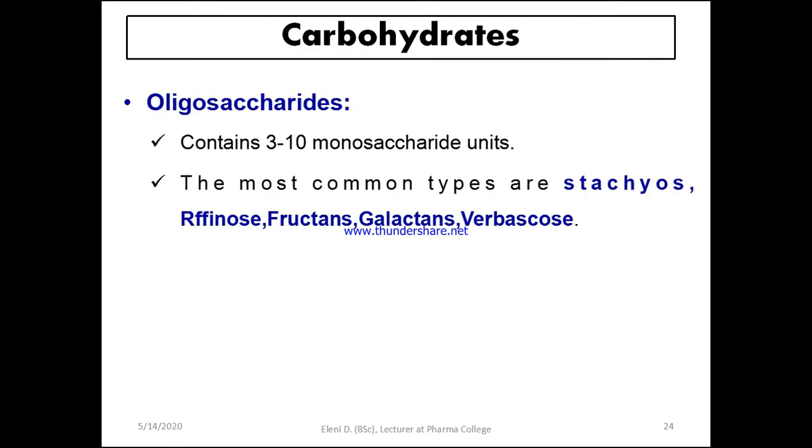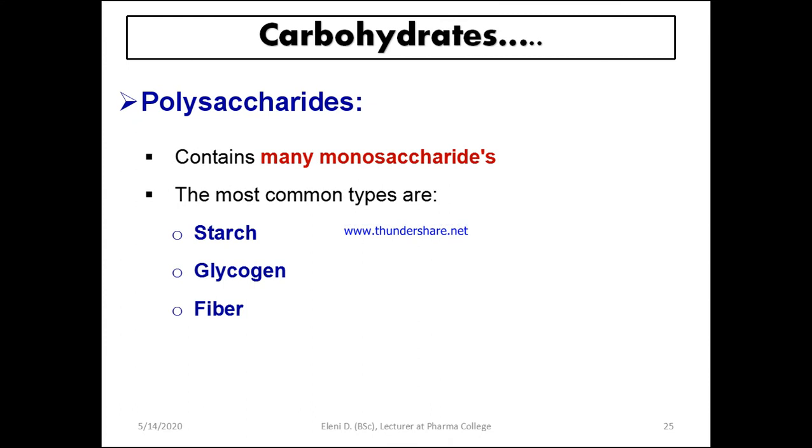The second group is the oligosaccharides. They contain 3 to 10 monosaccharide units in their chemical structure. Raffinose, stachyose, verbascose, fructans and galactans are good examples of oligosaccharides. The third group is the polysaccharides. They are termed complex carbohydrates because they have many monosaccharides in their chemical structure. The most common are starch, glycogen and fiber.